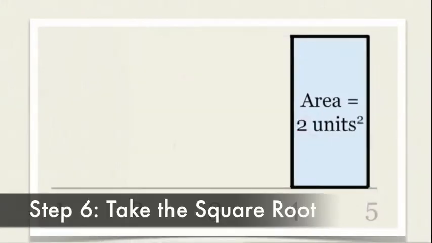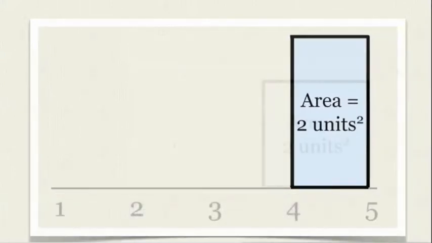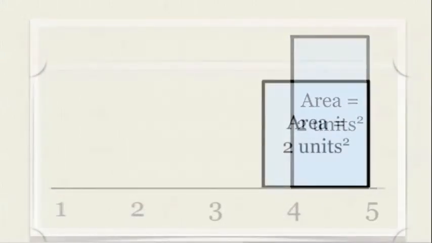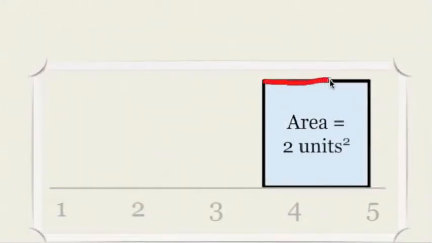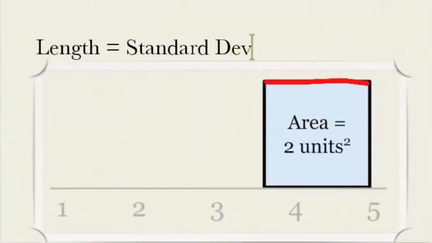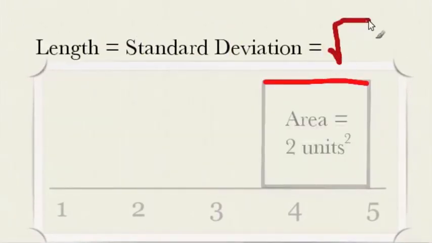Finally, all we have left to do is to take the square root of the remaining area. If we squish the 2 unit square rectangle down into a 2 unit square square, the square root would just be the length of one side, which is root 2. And there's our answer. The standard deviation of the data we're discussing here is root 2 units. And now we're done.